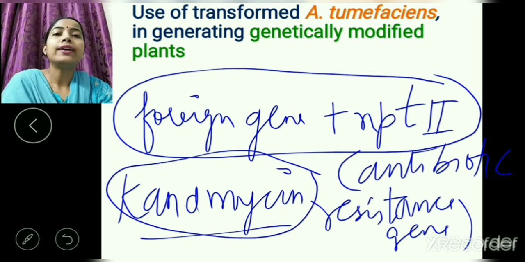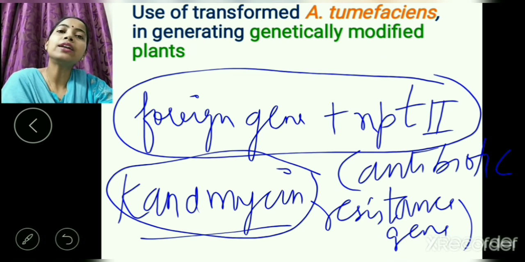So here we have to now do the selection process. Selection, why we have to do the selection? Just to remove the transformed cells from that of non-transformed. We want the transformed cells to remain in the medium so that we can isolate them and culture them separately in this growth medium, where we can regenerate the whole plant.